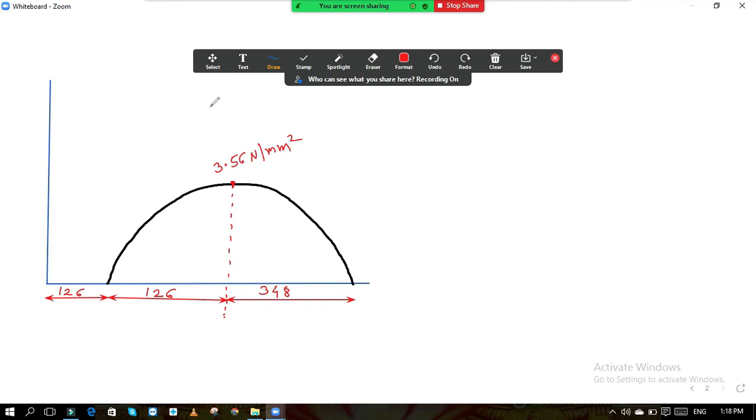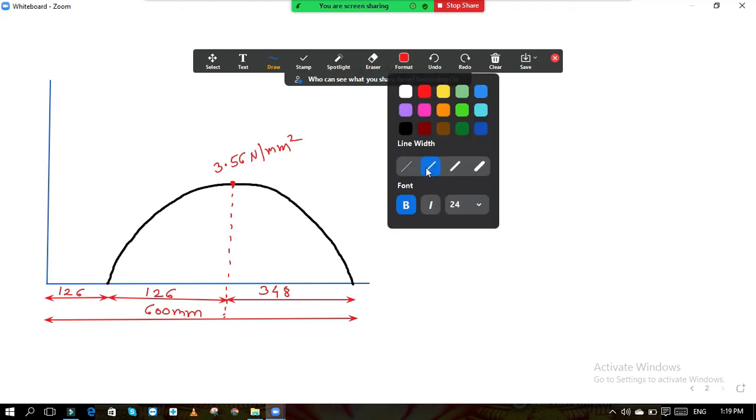Where did this 126 come from, and where did these values come from? It is 0.21d. Okay, you know the depth. Okay, so it is 600. So 0.21 into 600, if you do, it is 126. This total depth, this total is nothing but 600 mm, which is the depth. So now 3.56 is the value actually we got, but up to which value is it acceptable?